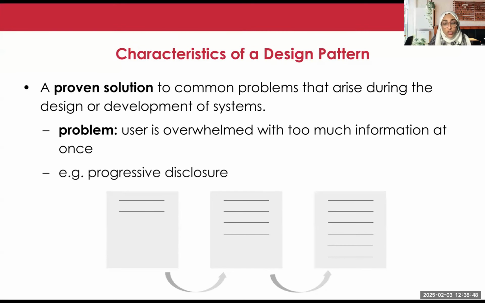So progressive disclosure is a proven solution that is all about simplifying interactions by presenting only the most relevant options or information to the user at each step. So the main task of the user is broken down into simplified steps, and at each step only the relevant information is shown. The secondary details or advanced features are hidden but still accessible to the user when needed.